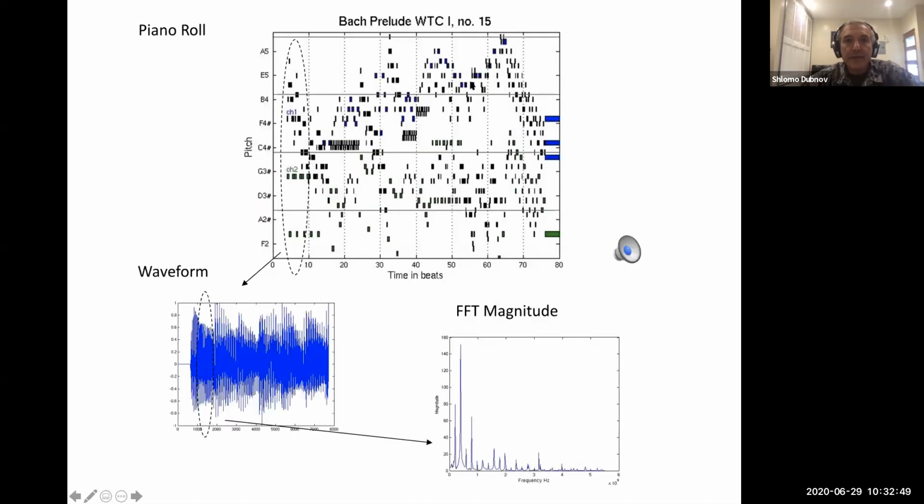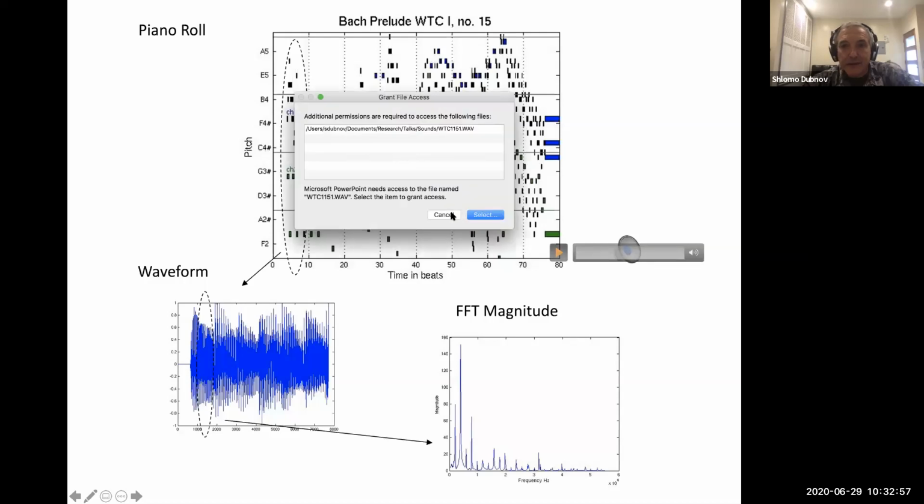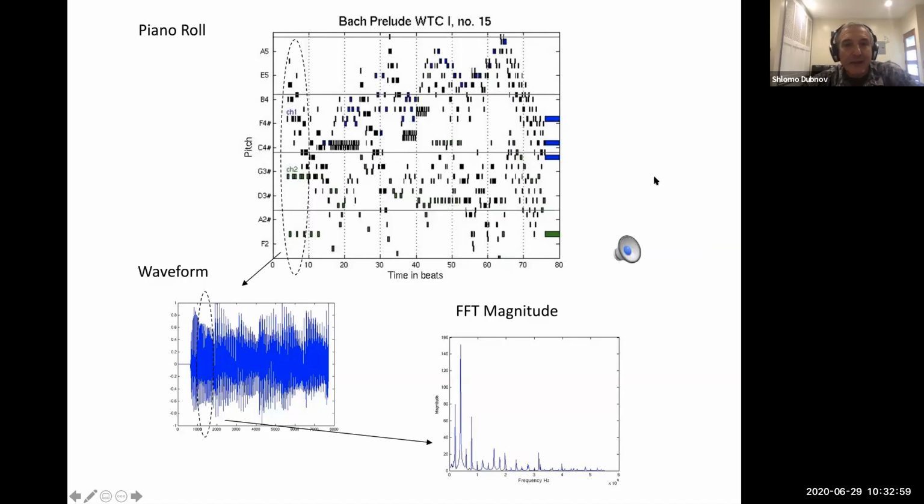So if we put everything together, you can have this piano roll. Unfortunately, I think we didn't, no, that was the missing file. I'll try to correct it later. But if you have this piano roll, which is one-to-one actually a MIDI file, because it tells you which notes, these are the different pitches, these are the different notes.